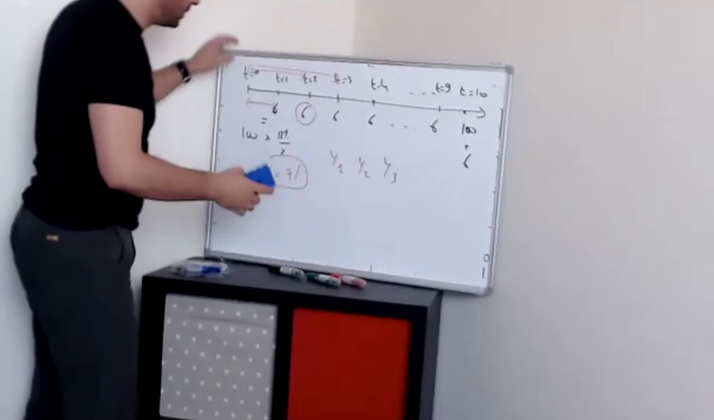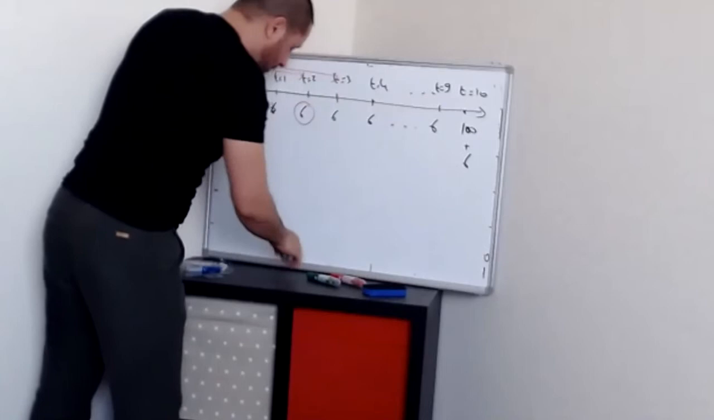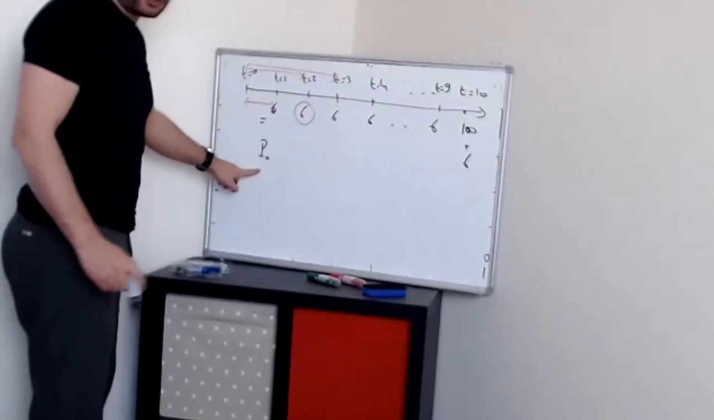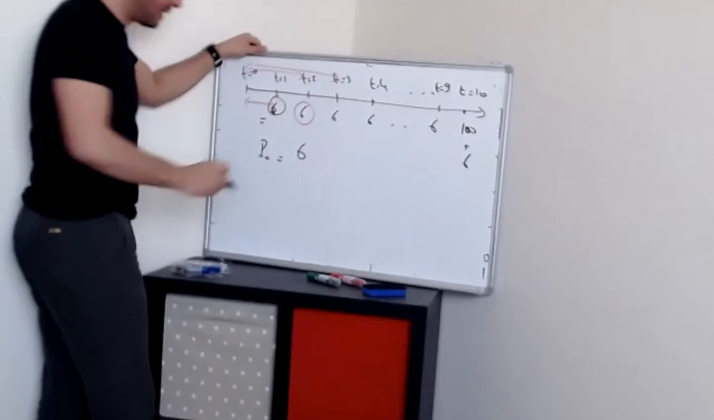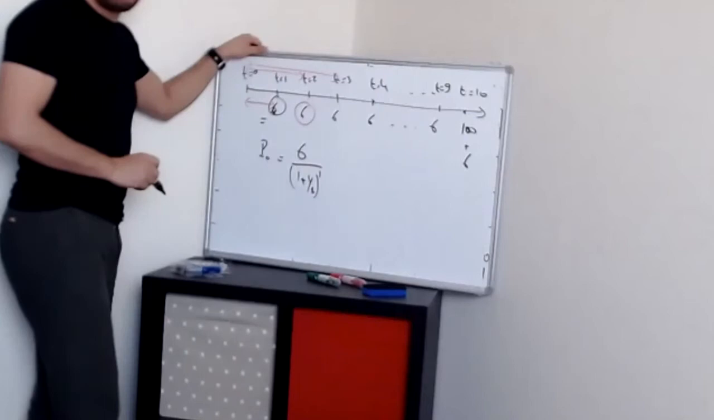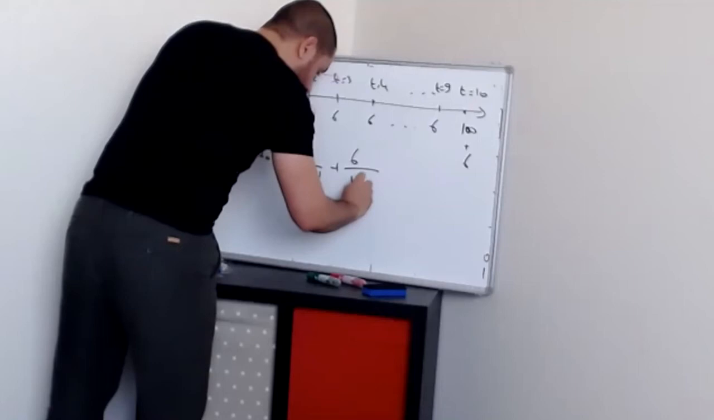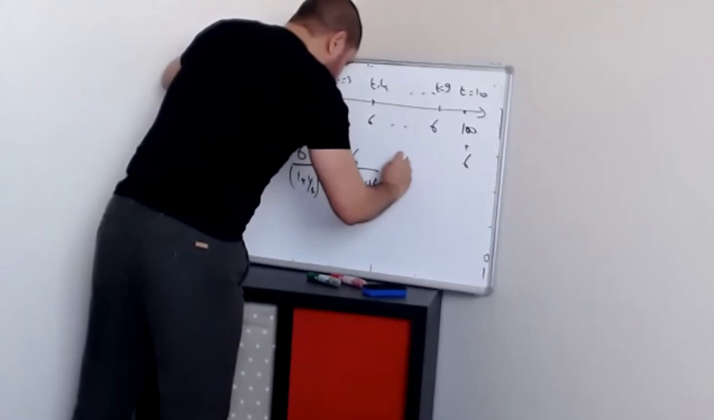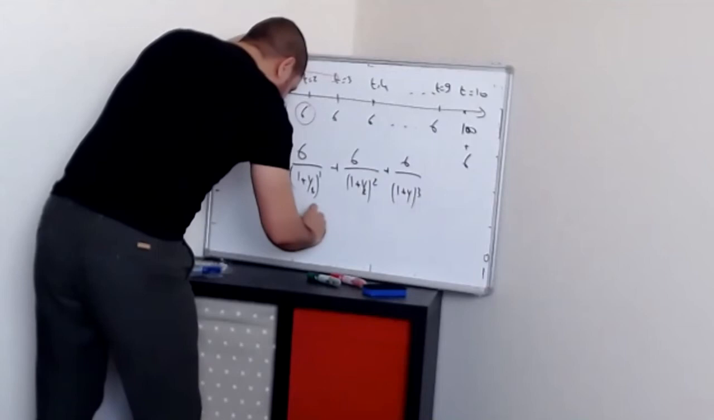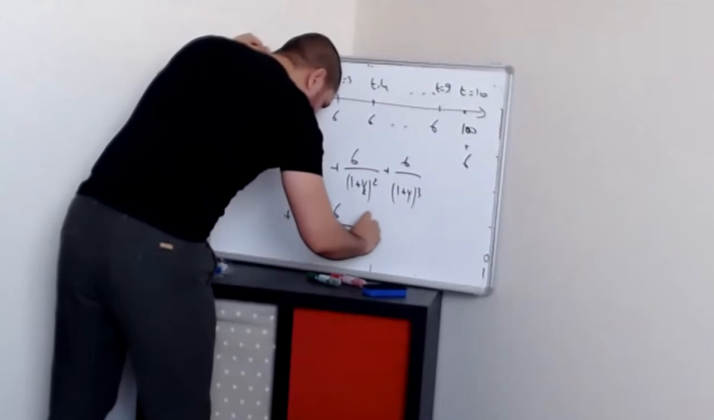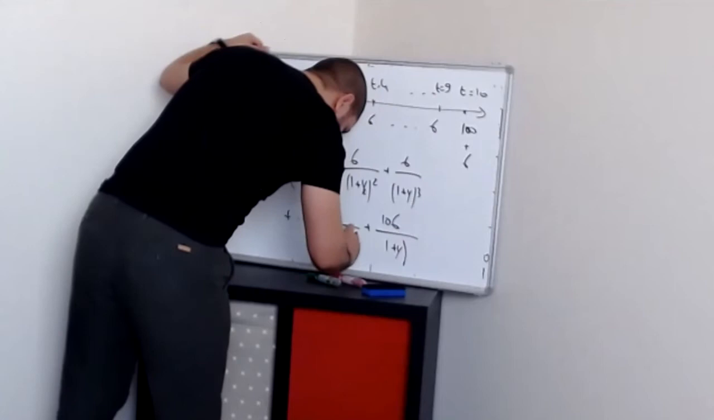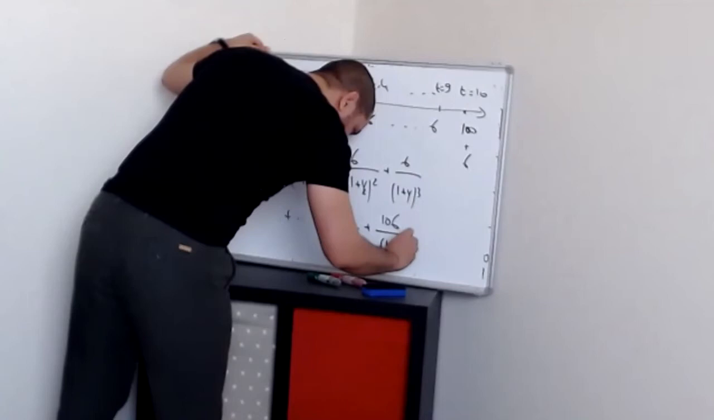Okay. So actually, the new formula would be as follows. The new fair price of the bond at T0 would be equal to 6, which is C, the first cash flow, divided by 1 plus Y1 power 1, plus 6 divided by 1 plus Y2, which is a different yield to maturity, power 2, plus 6 divided by 1 plus Y3 power 3, and so on, until reaching the 9th period, Y9, then finally the 10th period, Y10.